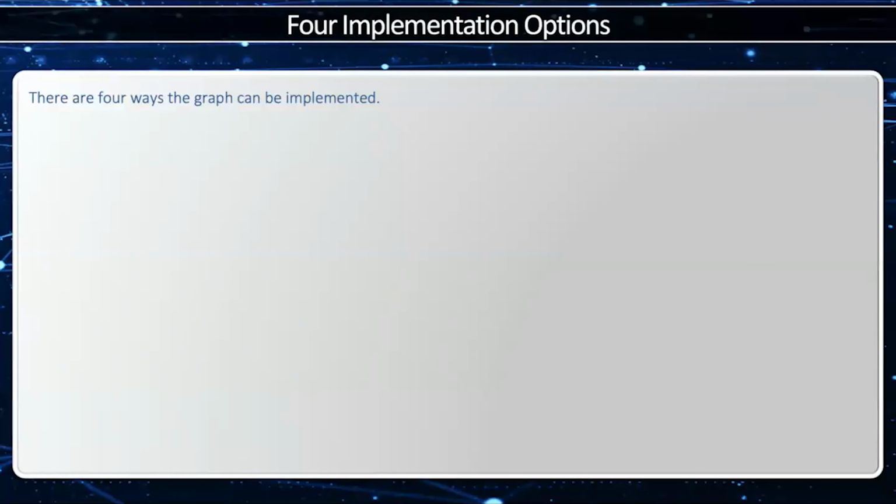Hello, I'm James Helfrich. The grid implementation of the graph is very efficient at adding, removing, and checking the existence of a given edge. This video will demonstrate how to implement the graph using the grid, otherwise known as the adjacency matrix. There are four ways to implement the graph.